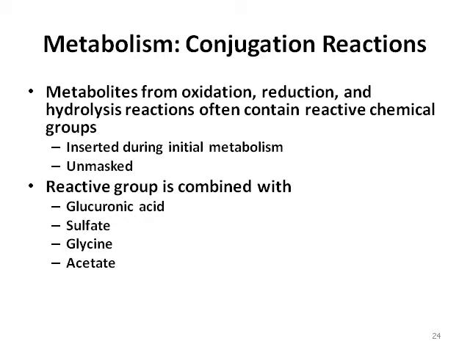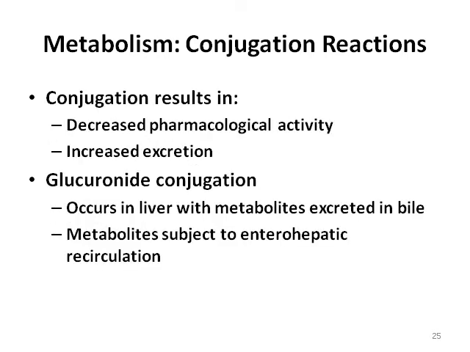So in phase 1, we expose or insert a reactive site, and then in phase 2, we glue on a large bulky molecule such as glucuronic acid, sulfate and glycine, or acetate. So what that does is it makes the molecule bulky, polar, less active pharmacologically generally. In slide 48, basically it's indicating that these conjugation reactions basically decrease the pharmacological activity for the most part and increase their excretion.